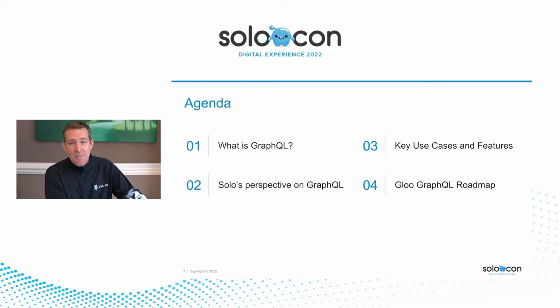All right, we have an action-packed agenda today that we've broken up into 4 parts. First, Sai is going to kick us off with a brief introduction to GraphQL, just to give us a foundation for folks that are new to GraphQL, or maybe it's just a quick refresher for everyone to lay a foundation, make sure we're talking about the same terminology. Then I'm going to come in and talk a little bit about Solo's perspective on GraphQL and how we feel we can help our customers deploy GraphQL successfully. Then Sai is going to come back and talk about the key use cases and features that we're working on right now. And then finally, I'll wrap up with details on the Gloo GraphQL roadmap, along with details on our upcoming beta. All right, so let's jump into it.